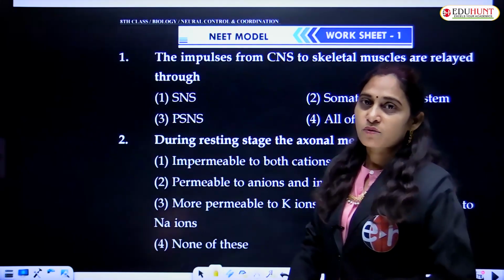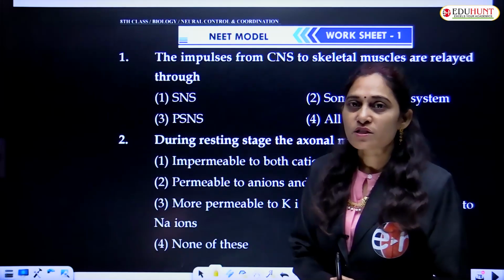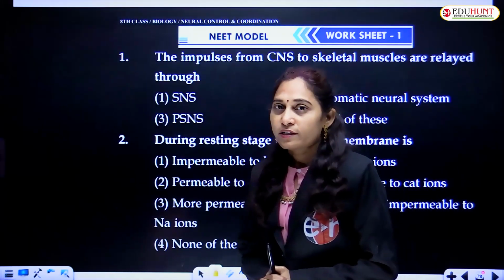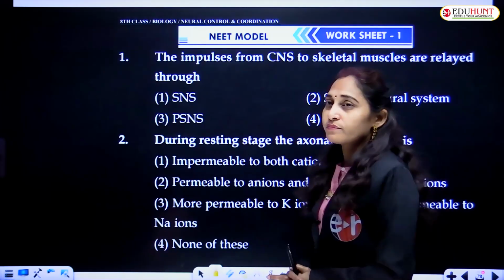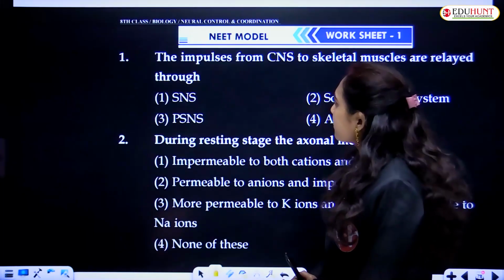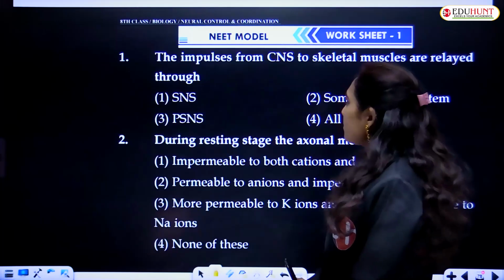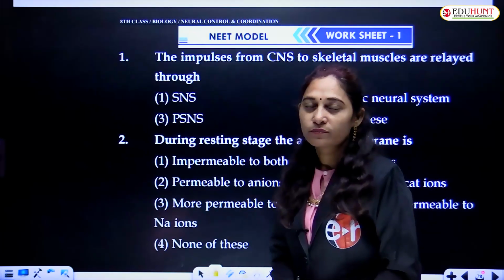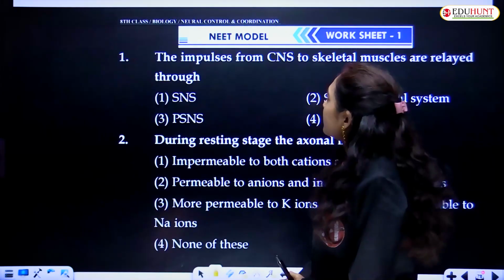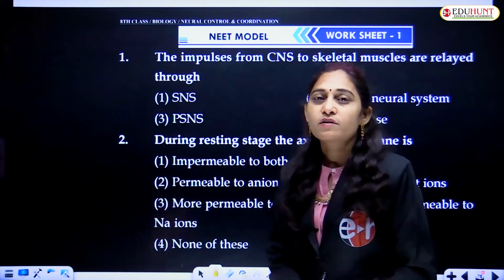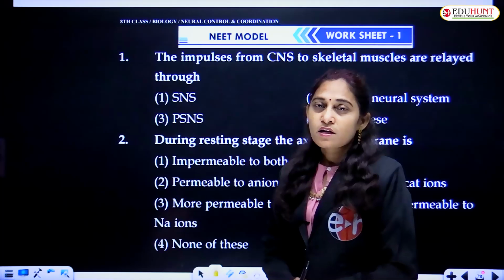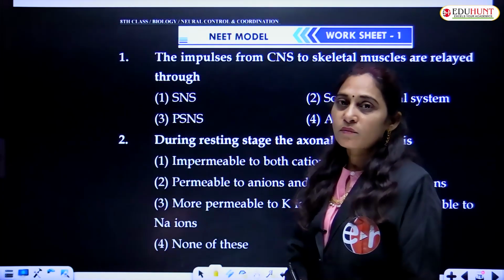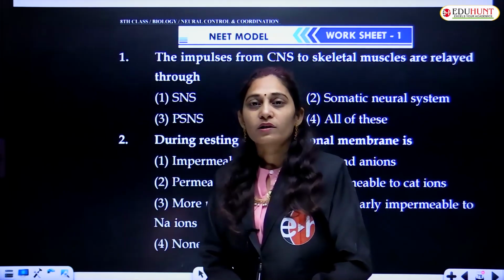Let us discuss some multiple choice questions based on the topic neuronal coordination, control and coordination. That is the first one. The impulses from the central nervous system to skeletal muscles are relayed through... The central nervous system consists of the brain and the vertebral column, that is the spinal cord.